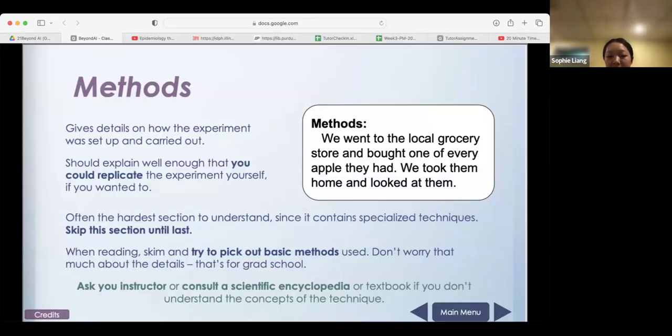Then it says, when reading, skim and try to pick out basic methods used. Don't worry about the other details. That's for grad school. And then it says, ask your instructor or consult a scientific encyclopedia or textbook if you don't understand the concepts of the technique. So yeah, there's definitely a lot of places to ask if you don't understand what's going on in the method section. You could ask online, ask someone in your life who's an expert, or you can also just email the authors of the papers. They'll probably understand and reply.